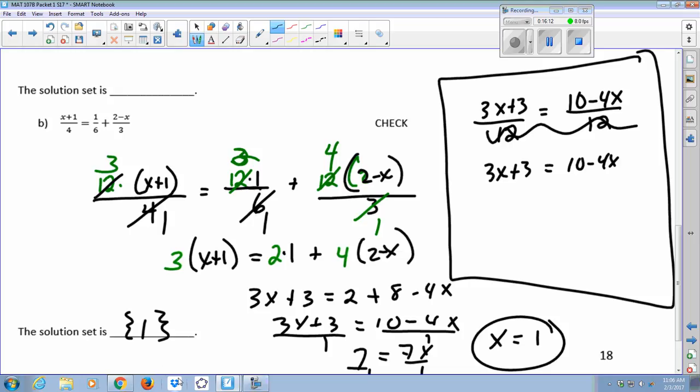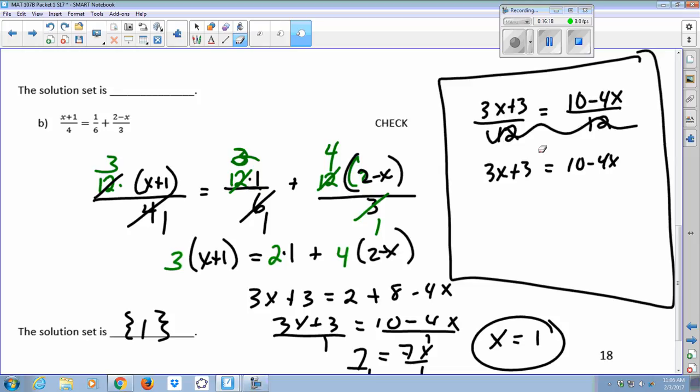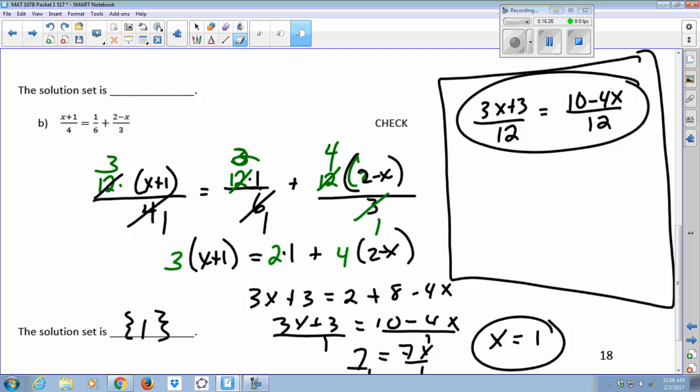Okay? Now, here's the other thing I want to show you folks. Let's go back to what I just had a minute ago, because this is one of the weakest parts of our education. Does anybody know the special name for this equation? When you have a fraction on one side equal to a fraction on the other, or a rational expression on one side equal to a rational expression on the other?